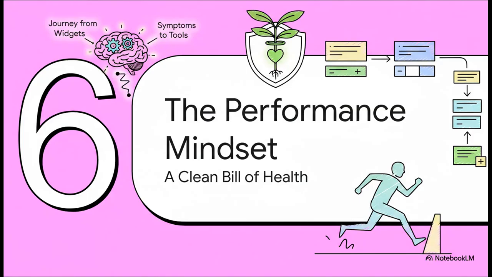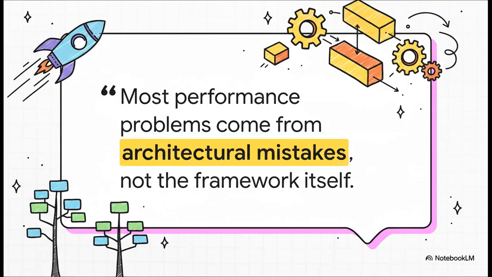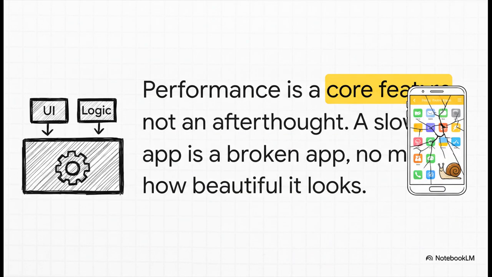All right, we have covered a ton of ground, from symptoms and causes to tools and fixes. But the single most important change you can make isn't in your code at all. It's in your head. It's about developing a performance-first mindset. This quote brings it all home. Look, Flutter is blazing fast right out of the box. So when your app starts to feel slow, 99% of the time, the problem isn't the framework. It's us. It's our architectural choices. How you decide to structure your widgets, how you manage your state, that is what will make or break your app's performance.